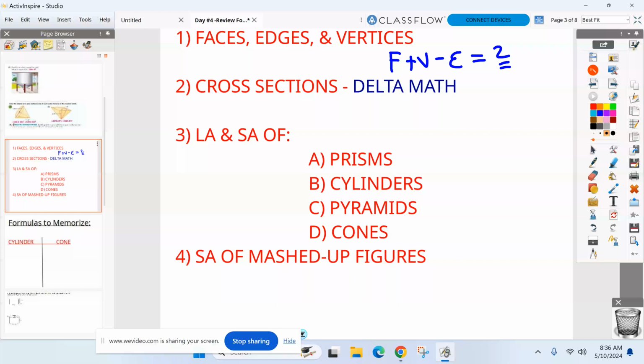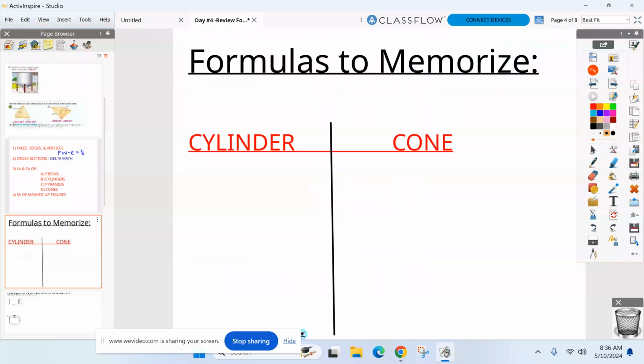I take 2 of the figures, put them on top of each other, and find the surface area, but don't count what's covered up, obviously. The only other thing I want to do is make sure we're aware of what formulas you're going to need to memorize. I say there's 2, but there's 4, and I'll tell you why I think there's 2. Cylinder lateral area: pi, diameter times height. Pi dh.